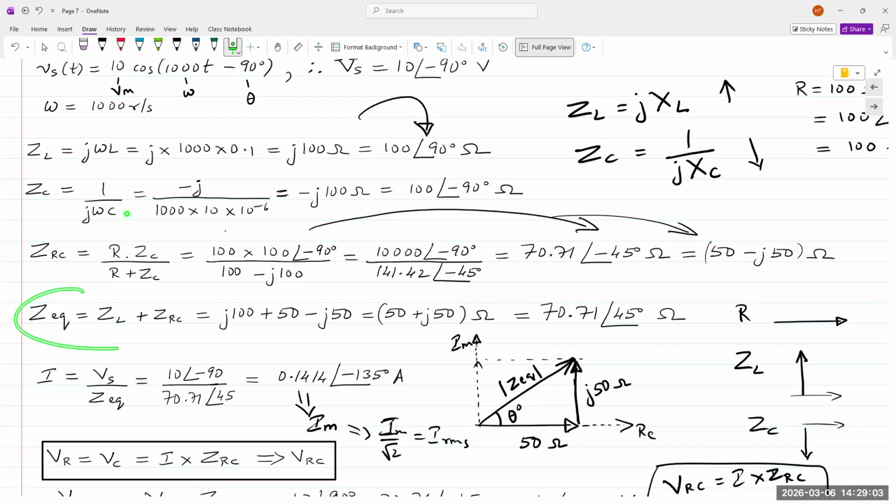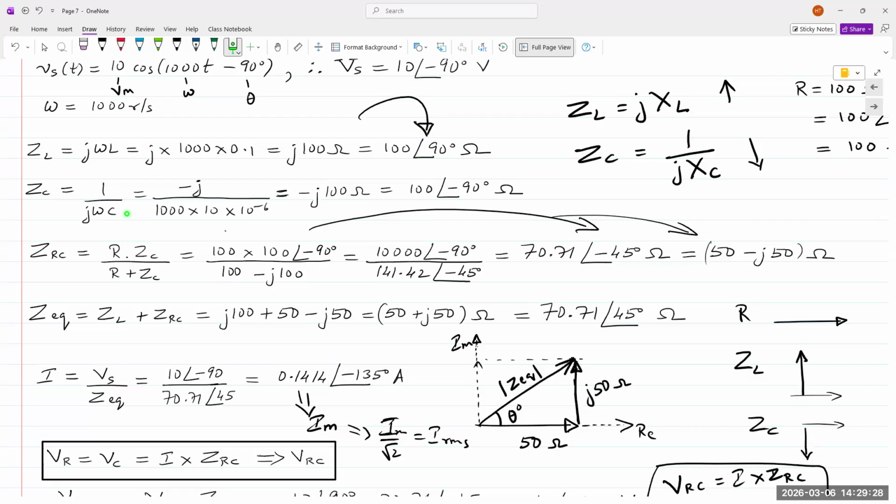So my total ZEQ, ZL plus ZRC, J100 plus 50 minus J50 gives me a total ZEQ of 50 plus J50 ohms. Polar coordinates: 70.71 with an angle of 45. Because I need to perform a division, I'm going to apply Ohm's law in the next step.